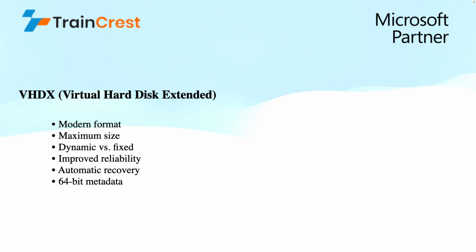Improved reliability means that these disks or these files are less likely to be corrupted because of the robust metadata structure of these disks. It has automatic recovery. So VHDX can automatically recover from certain types of corruptions. These corruptions can be like metadata corruption. As I mentioned earlier, VHDX uses a more robust metadata structure than the VHD.